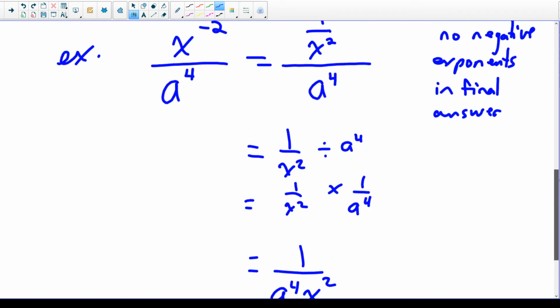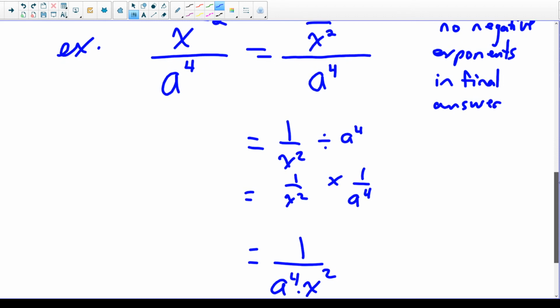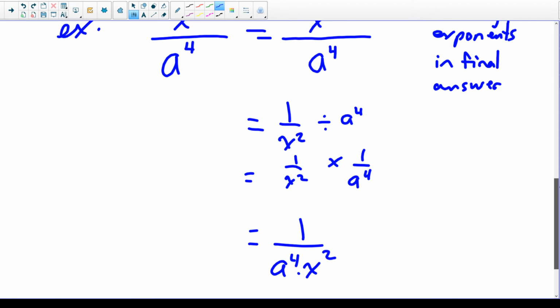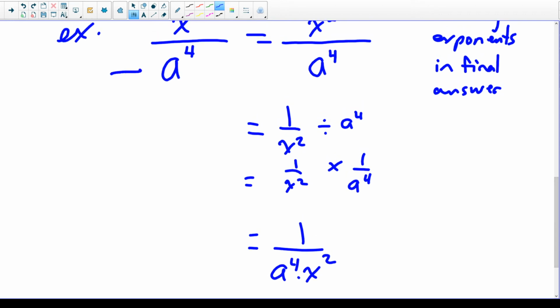Now look at what happened from the beginning. Okay, so look at where the a to the 4 is here. It's in the denominator of the fraction. Look at where the a to the 4 is here. It's still in the denominator of the fraction. Technically, the a to the 4 didn't change positions at all. The only thing that changed positions is the x to the power of negative 2, which basically flipped upside down and joined the a to the 4 at the bottom. And this is the math that shows all of that.